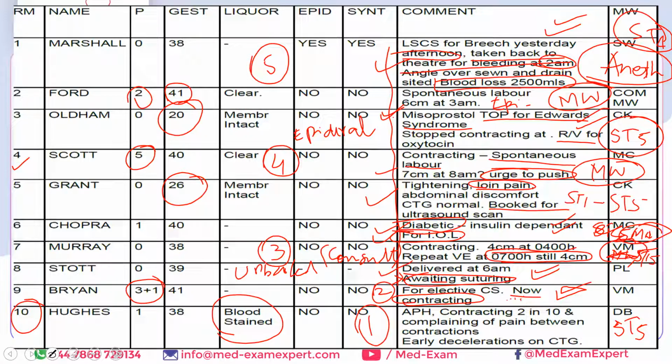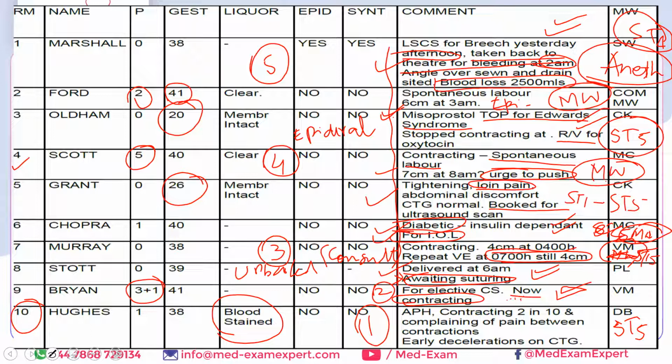CTG is normal at the moment, and she is booked for the ultrasound scan. I will ask him to look for the ultrasound scan and also send her MSU and full blood count, just to see whether she is having acute UTI or acute pyelonephritis or not. And if at all she is a candidate for preterm birth, then she will be managed on the lines of preterm birth according to the unit protocol.